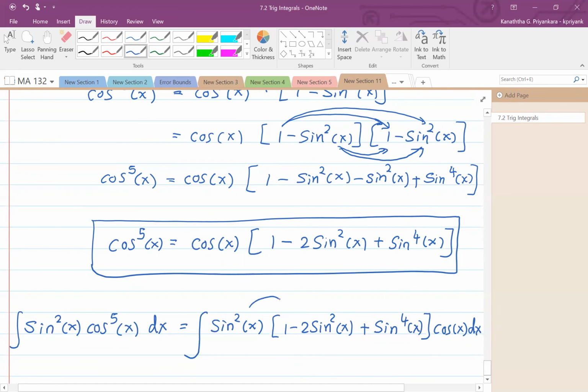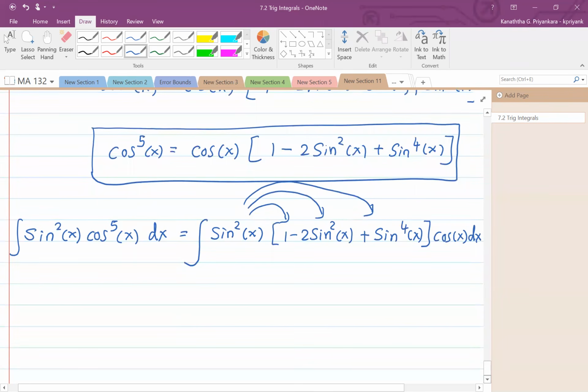Now I am going to multiply each term by sine squared. Then we can get these simplified integrals. So if we multiply these two, we get sine squared x minus 2 times sine squared times sine squared, which gives sine to the power 4x, plus sine squared times sine to the power 4x, which gives sine to the power 6x, and then we have this cosine x dx term.